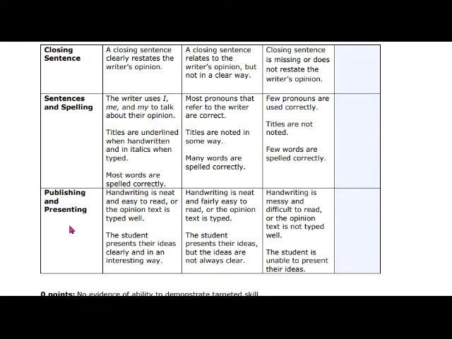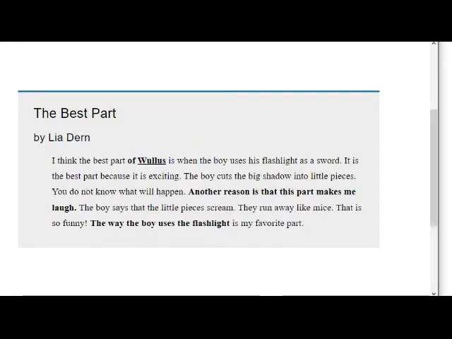Most words are spelled correctly. Publishing and presenting. Handwriting is neat and easy to read, and the student presents their ideas clearly and in an interesting way. So you'll be turning in your final draft of your opinion piece, and you'll be presenting it to your learning coach, your caretaker or parent. You'll be reading it out loud. Let's look at one of the examples that was shown in one of your previous lessons.